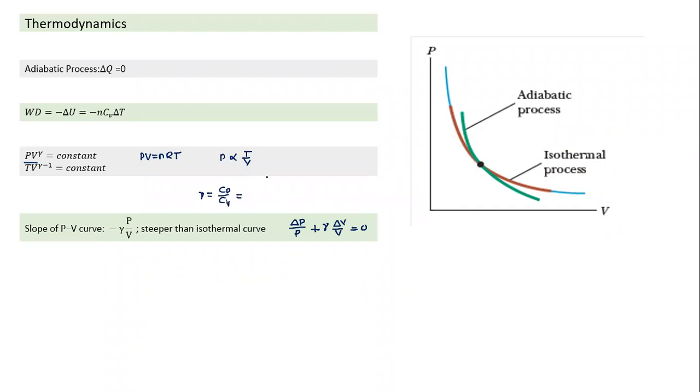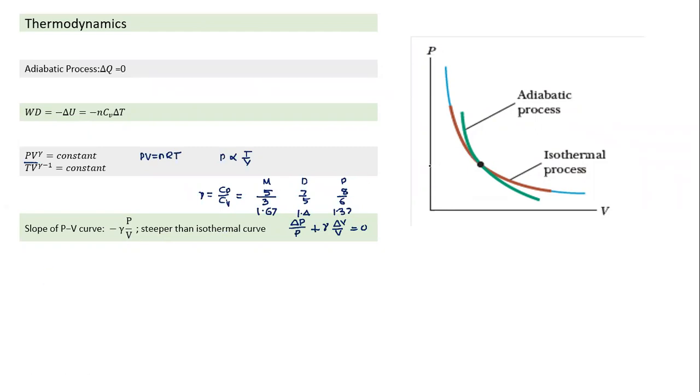For monatomic, diatomic and polyatomic gases, first I write the Cv term. Cv term will be 3, 5 and 6, and the numerator will be higher by 2, so this will be 5, 7 and 8. So this is gamma here. So this gamma is, for monatomic gas, 1.67. For diatomic gas, 1.4. And this is equal to 1.33. So gamma progressively decreases for higher atomicity of gas. The adiabatic curve is steeper than the isotherm curve at the same point.